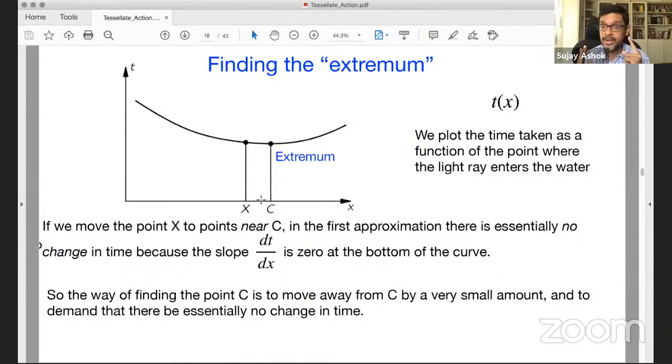Okay, this is an important point. And the technical way to say this, using calculus, is that the first derivative, which is the slope of this curve at C, vanishes. But Feynman has this amazing proof in his book, which I'll talk to you about next, to show that you don't have to do calculus. You can just vary the path a little bit, calculate the new time, and demand that the variation in time is actually zero.